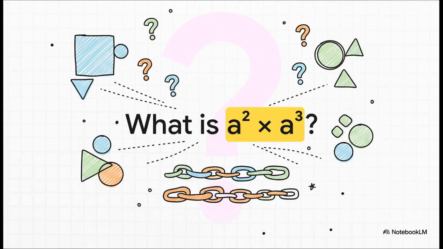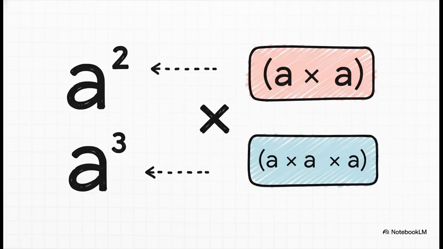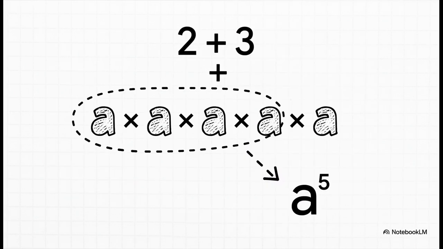So what is A squared times A cubed? We don't even need a special rule to figure this out. We can just use what we already know. A squared is just A times A, right? And A cubed is A times A times A. So if we multiply them together, we're just putting them all in one big line. So take a look. How many A's are we multiplying together now? That's right, there are 5 A's all multiplied together. So our answer is A to the power of 5.